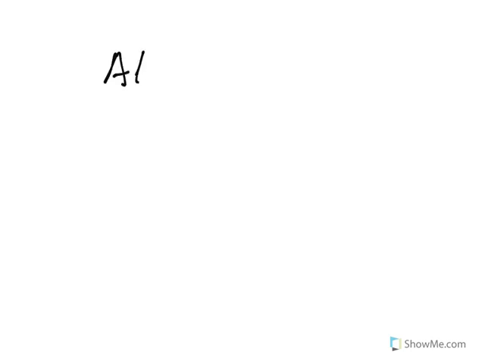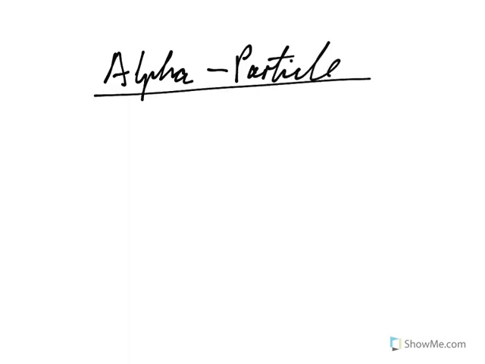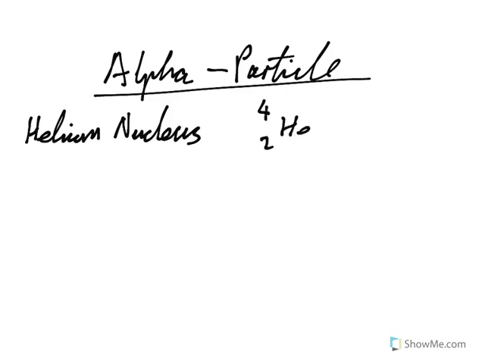So our alpha particle was found to be a particle. Its property is that, in fact, it's a helium nucleus, which is 4,2He, and it's got a 2+ charge.